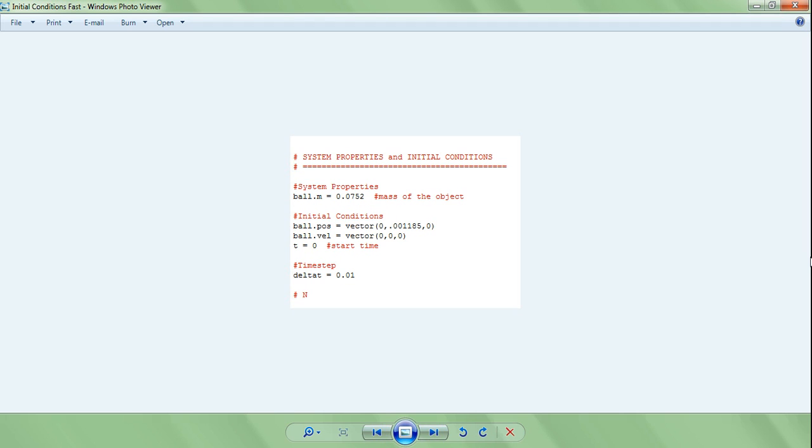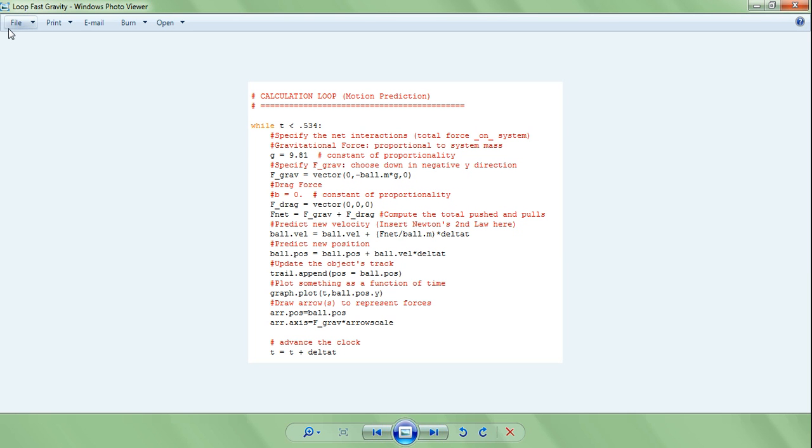And I set the time step as delta t equals 0.01 because it was very small compared to the time interval of 0.534 seconds. And then for this part of my code, you can see that I set the end time equal to 0.534 because that was the time I got from my tracker video. And then I set the force of gravity equal to the opposite of the ball's mass times gravity. And in this model, I chose to neglect drag, so I set this equal to 0, with the force net being force gravity added to the drag force.